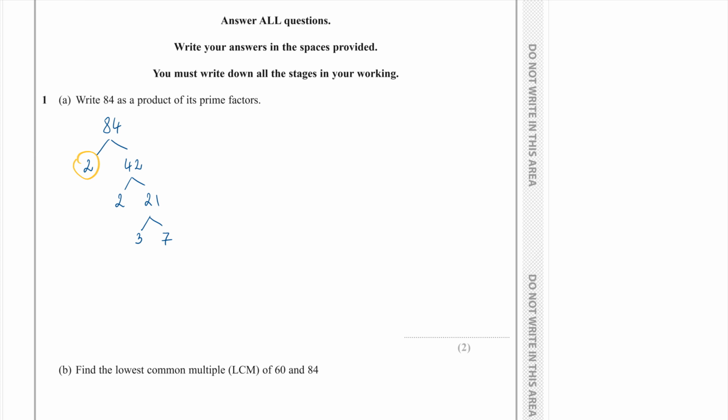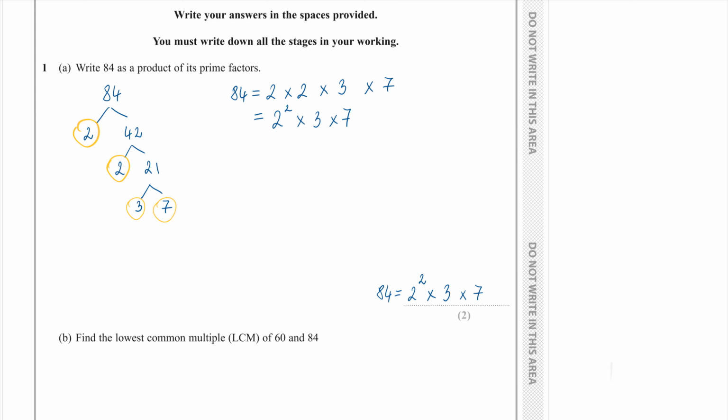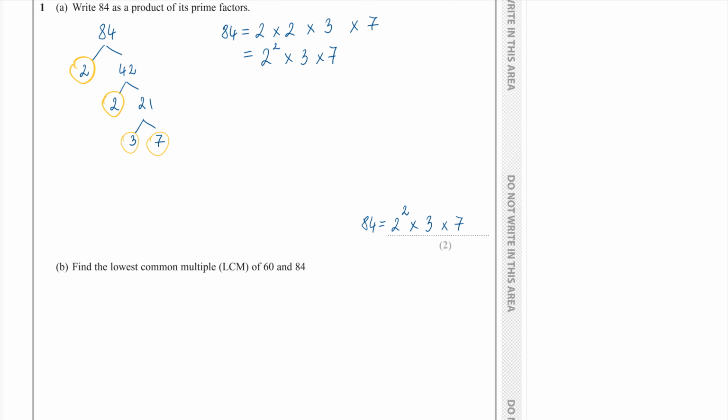The prime numbers are 2, 2, 3 and 7, so 84 can be written as 2 times 2 times 3 times 7. We can simplify this in index form: 2 squared times 3 times 7. Part B. Find the lowest common multiple of 60 and 84. We already have the prime factorization of 84. We can do the same for 60.